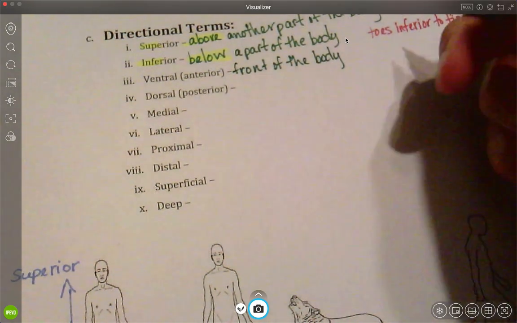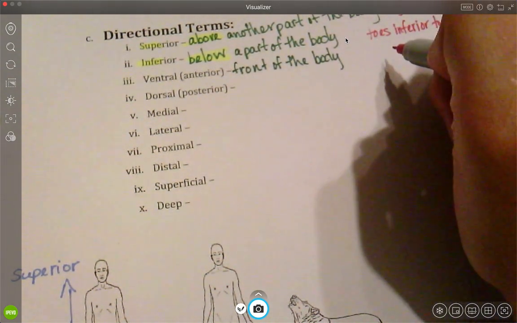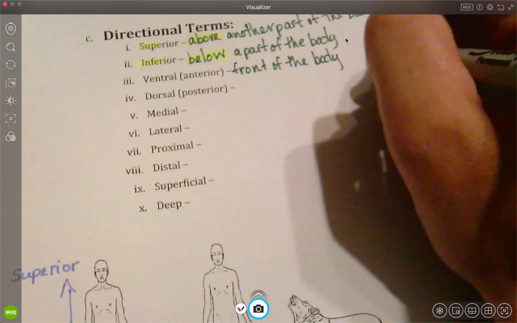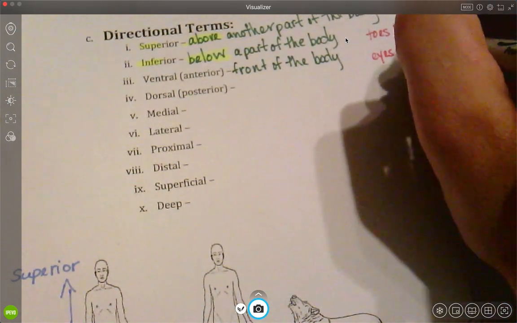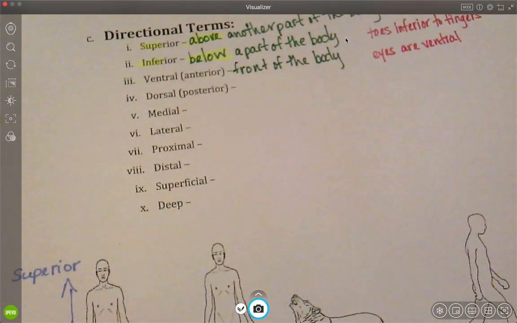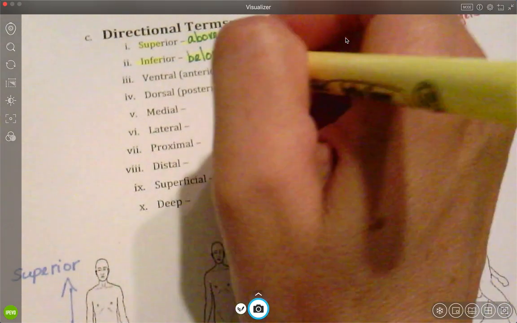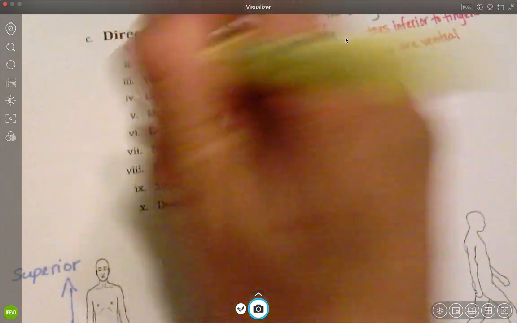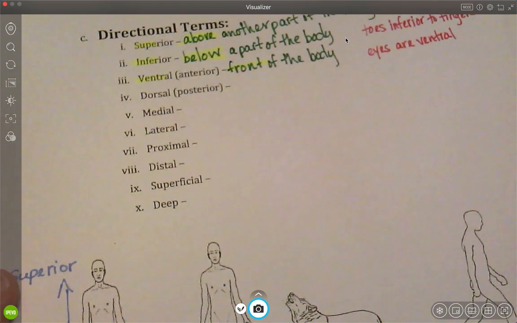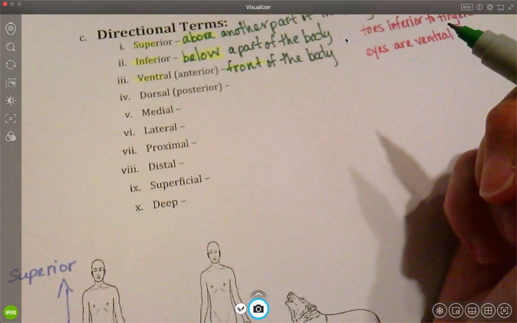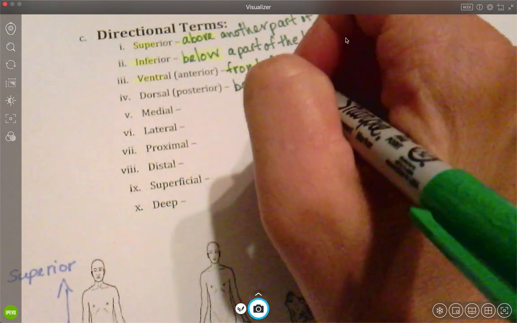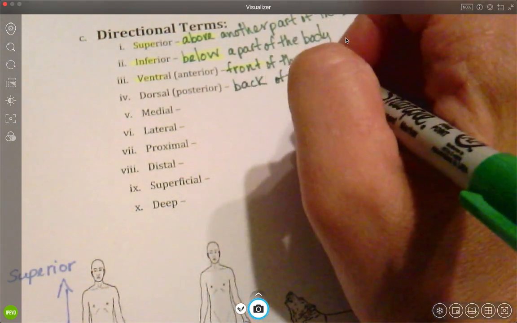So we could say that the eyes are ventral. The eyes are on the front of the body. So we'll make sure we mark our mid-term. We're going to mark the word front and get the word ventral. And then we're going to do the next one, which is dorsal. So we said dorsal meant back. So back of the body.